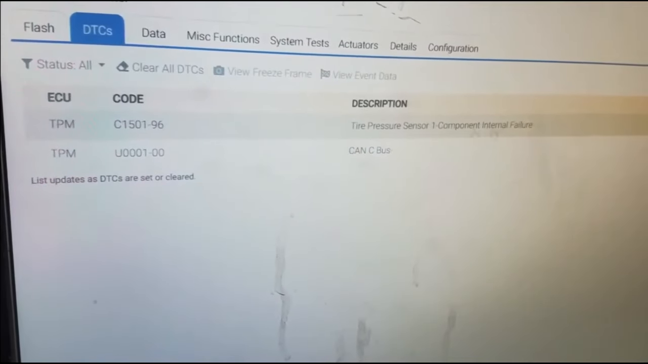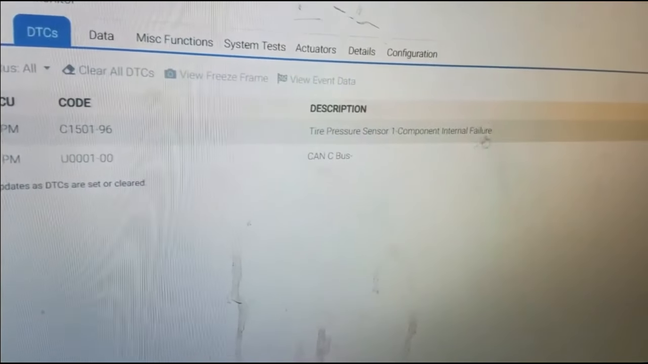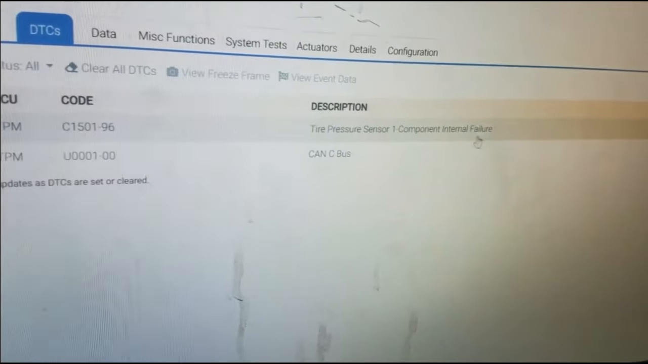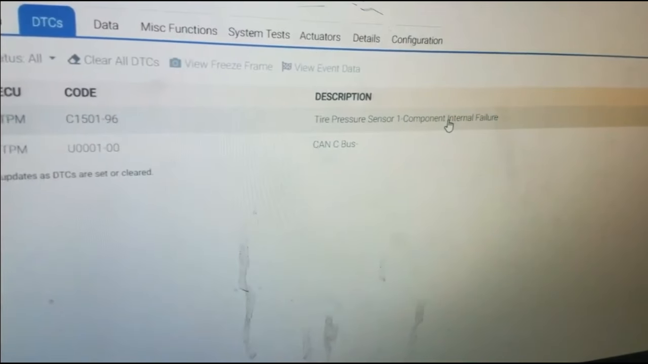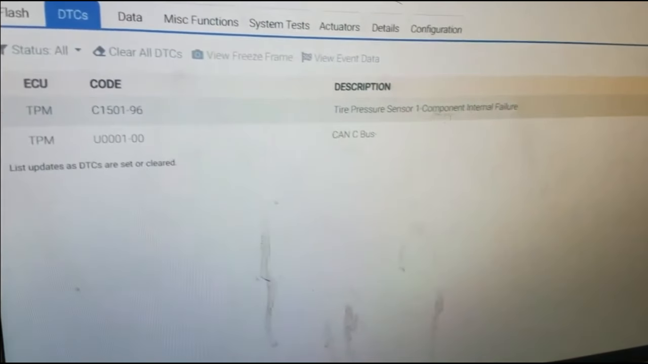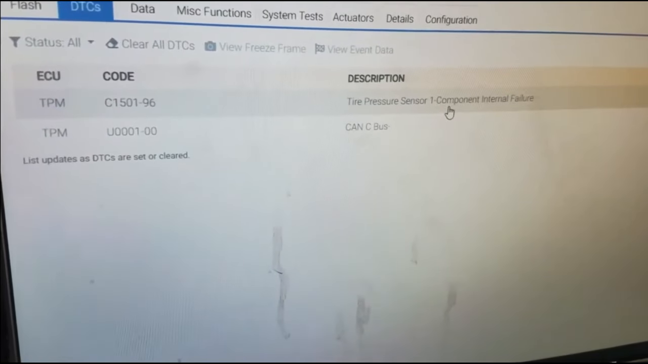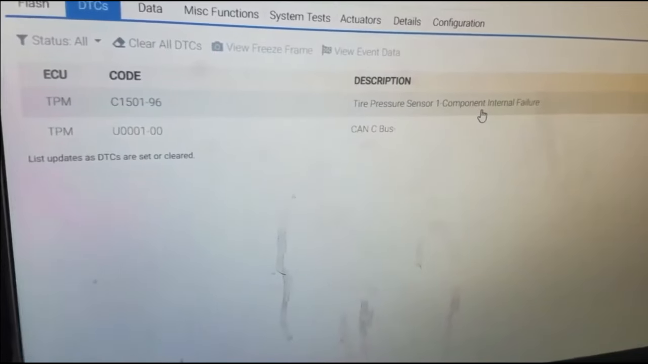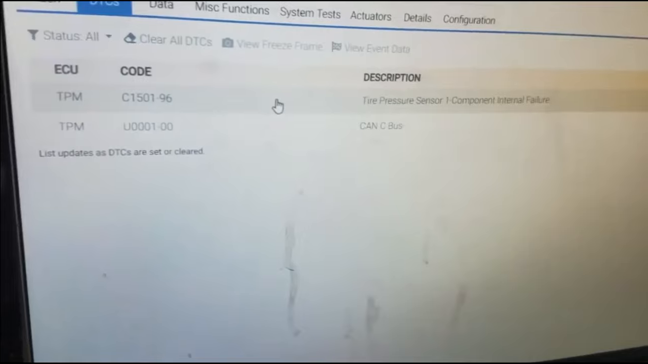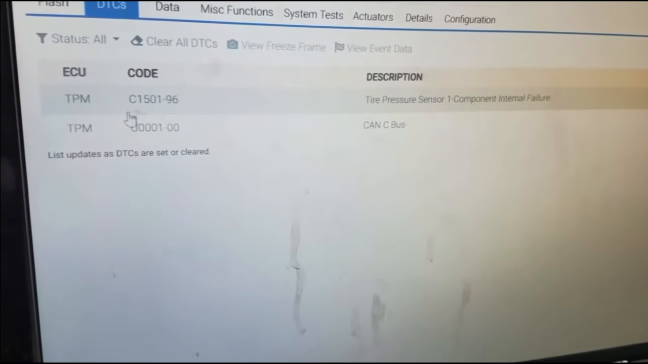But for the most part, sensor 1, y'all see that? Internal failure. What that means is there's nothing you can do but replace it. No matter how much air you add into it, it's dead. It's internally shorted. The only remedy for it is to replace it. So I will have to go up to the parts department and price one out.